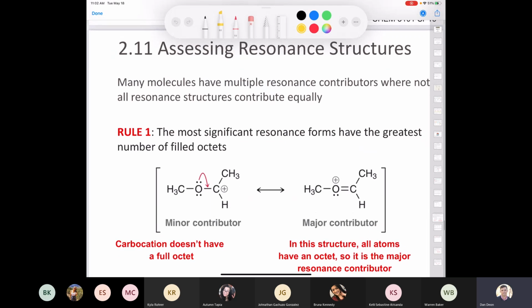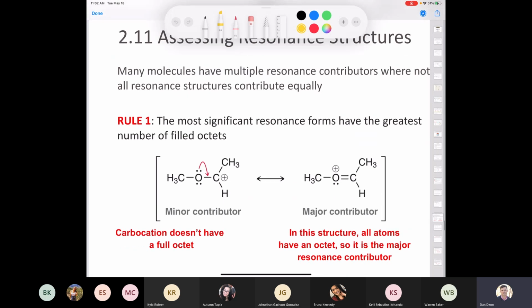And there are some rules that we can use to assess which resonance structures contribute more to the resonance hybrid than others. I don't like to use the word simple in organic chemistry, but I think they're pretty easy rules to follow. The first one is that the most significant resonance forms have the greatest number of filled octets. And I've referred to this a couple times today already.